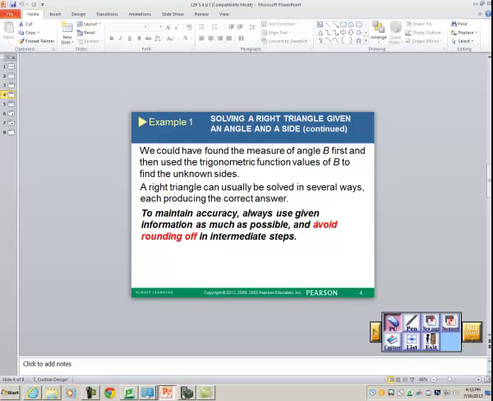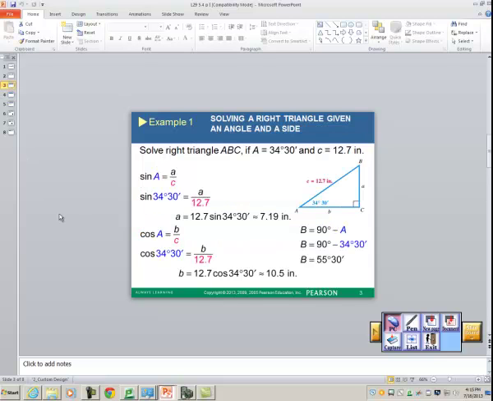Okay, now this is real important, and this is why I put this in red. To maintain accuracy, you always want to use the given information. In other words, we could have found cosine first and used 10.5, and then used tangent, A over B, and used 10.5. But you don't want to do that. You want to stick with the original values, because if you round off in your process, that could affect your accuracy. So in this case, we want to stick with just the given information in your calculations. If you use that 10.5, then you would have to use the whole thing, and for what we have, it's better just to stick with the given values that we have. All right.